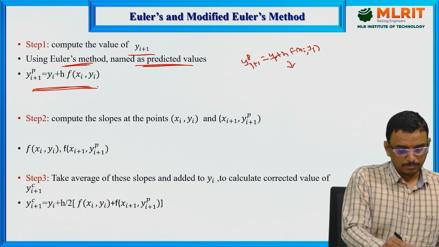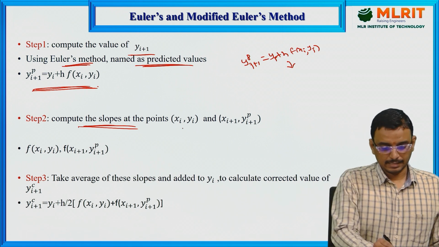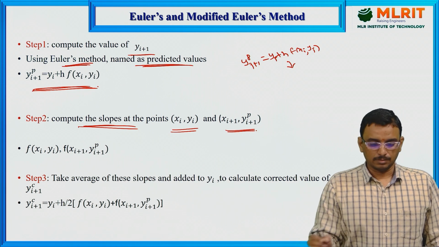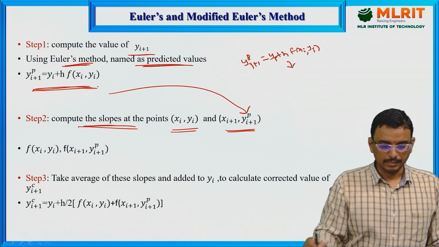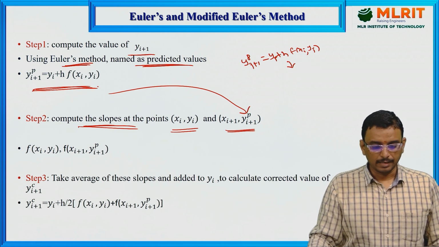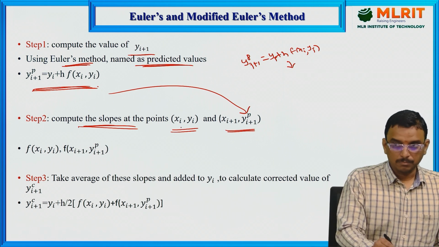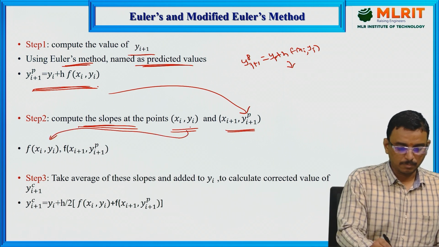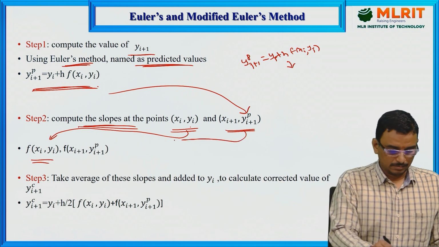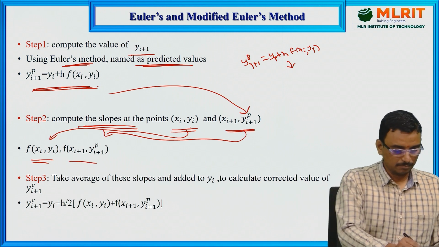Now step 2 is to compute the slopes at the given points xi comma yi and xi plus 1 comma yi plus 1 of p. Here we substitute the predicted previous value. So we are taking the average of the slopes at xi comma yi and xi plus 1 comma yi plus 1 of p. The slope at the point xi comma yi is f of xi comma yi, and the slope at the other point is f of xi plus 1 comma yi plus 1 of p.